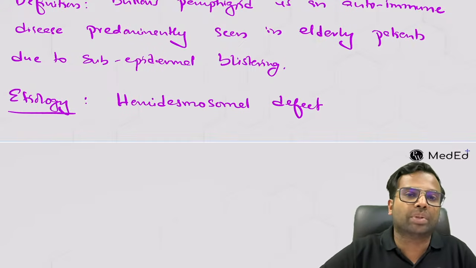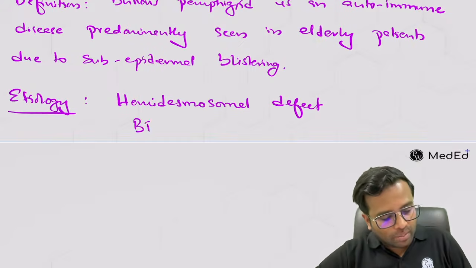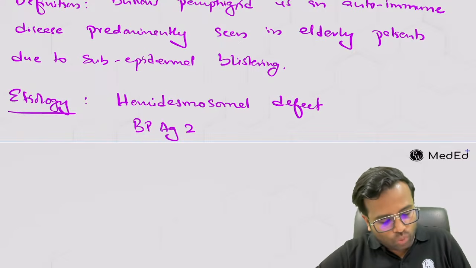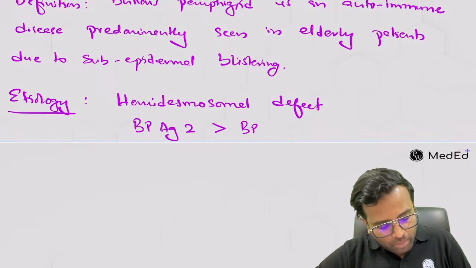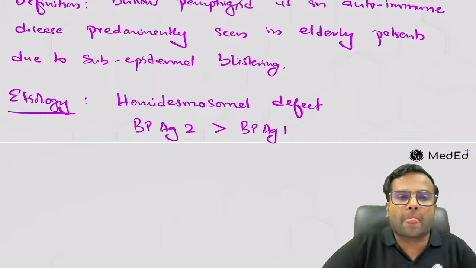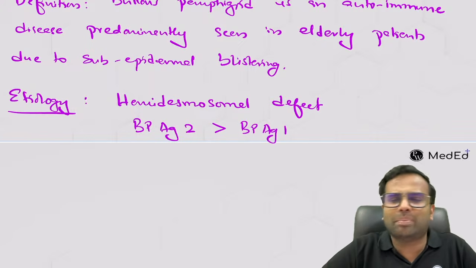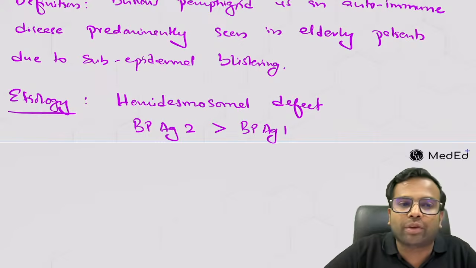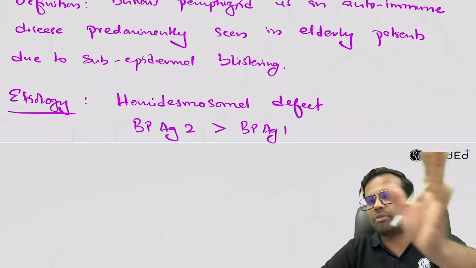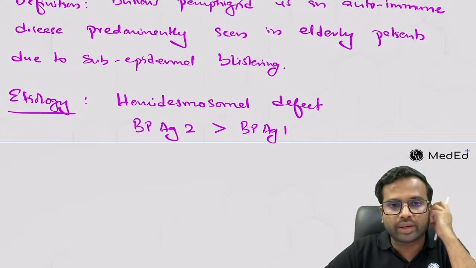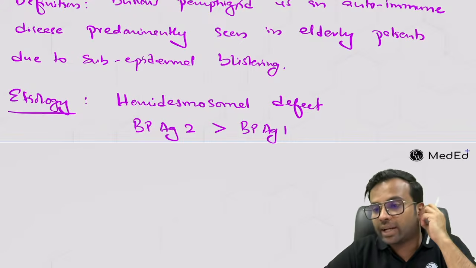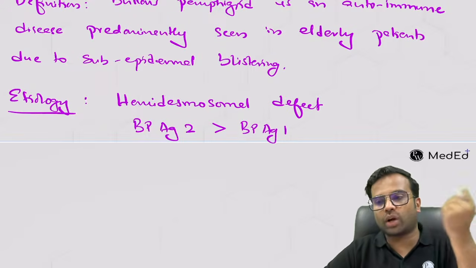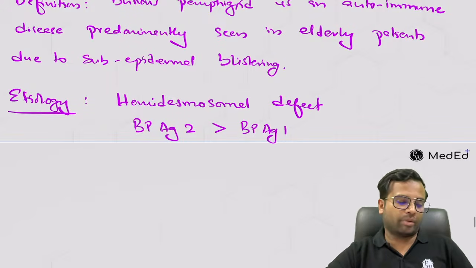And what are the examples? The examples are BPAG2 more than BPAG1. And what is BPAG1, BPAG2? It means bullous pemphigoid antigen. Okay, bullous pemphigoid antigen 2 defect followed by bullous pemphigoid antigen 1 defect. So this is what happens in bullous pemphigoid.